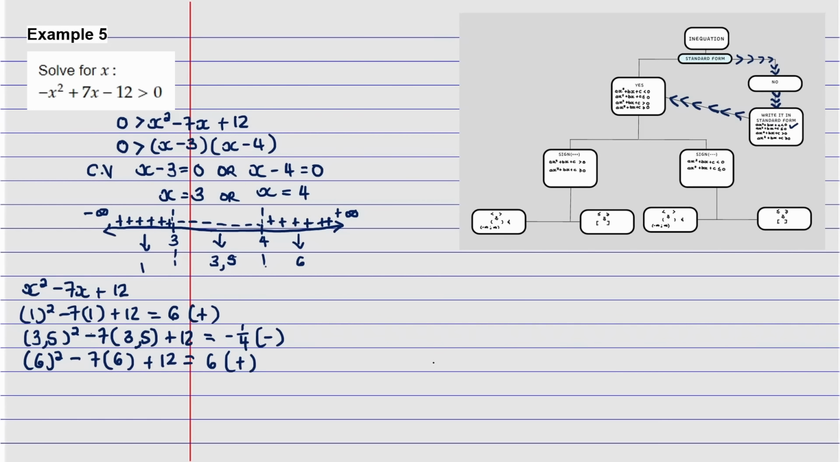Now we ask ourselves, which sign are we looking for? Are we looking for positive or negative? So we see the fact that this one, as we ticked it off, looks exactly like this one, meaning we're looking for negative signs, right?